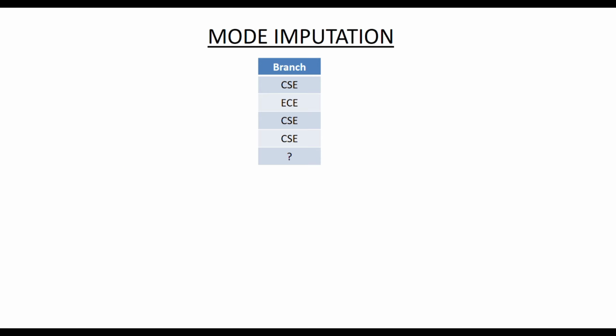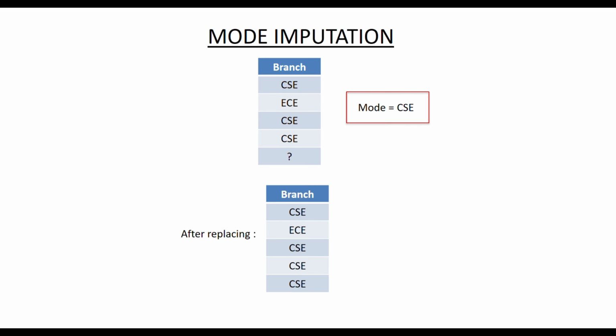Suppose the branch column contains CSE, ECE, CSE, CSE and one missing value. The most frequently occurring category is CSE. This is called the mode. So the CSE will be the mode. So we can replace the missing value with CSE, right?